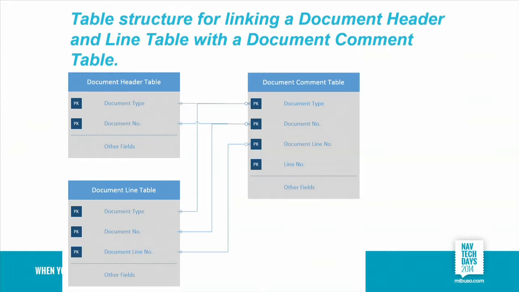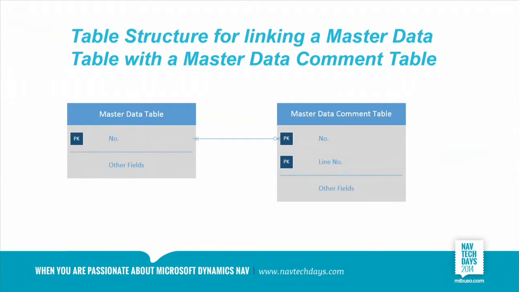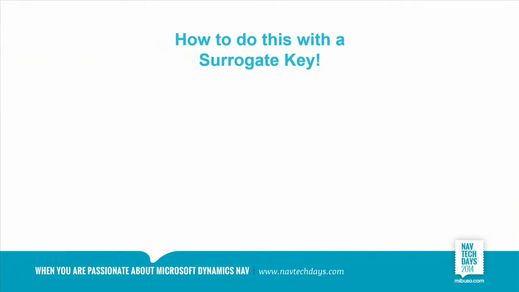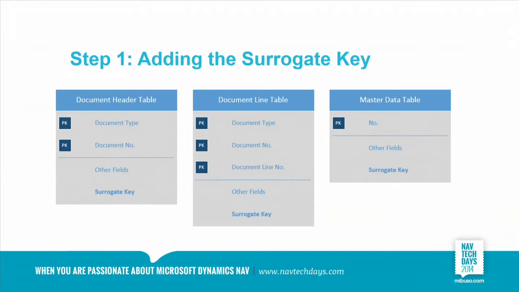So basically what I just did here was, you see the standard structure on a comment table. We have a document header, we have a document line, we create a specific comment table to this document with the primary key. We do the same for a master item. We create a specific comment table to this master item with all the other fields. And then with the surrogate key, I just add a surrogate key to these master tables.